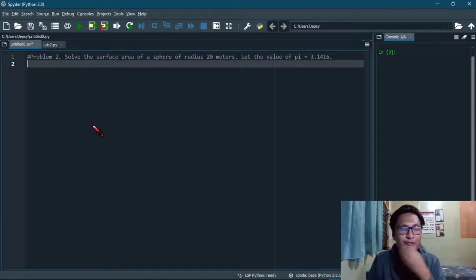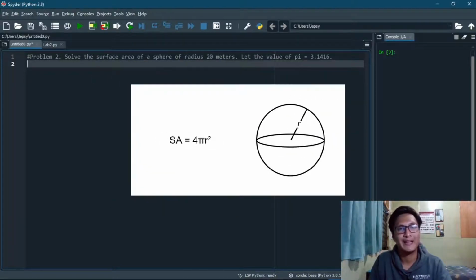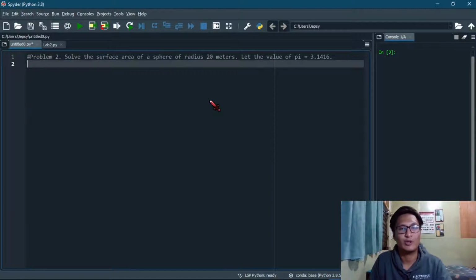So we have our first problem here, which is to solve the surface area of the sphere of radius 20 meters and let the value of pi equal to 3.1416. So we all know the surface area of the sphere is just 4 times pi times r raised to 2. So keep that in mind. Next, let us put our variables in the Python.